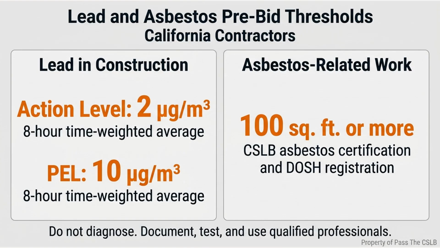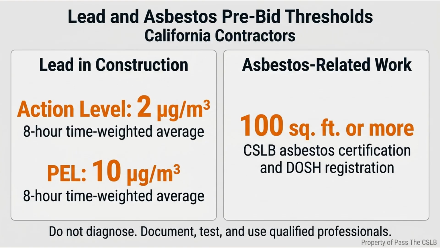Those lead numbers matter because old estimating habits can be dangerous. For many years, people repeated the old 50 microgram permissible exposure limit. The updated California OSHA construction lead standard is far lower. That means work that once may have been treated casually can now require much more serious planning, exposure assessment, respiratory protection, hygiene controls, medical surveillance, and containment thinking.